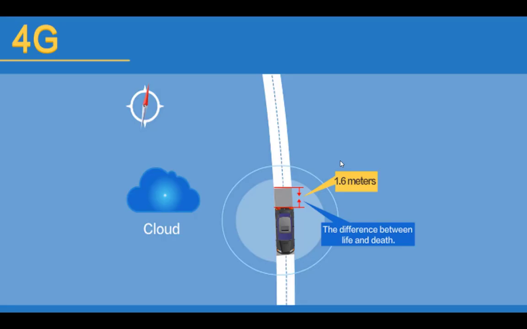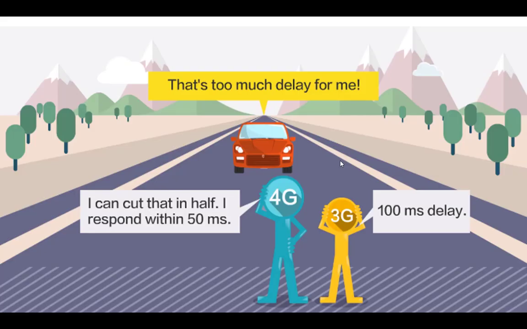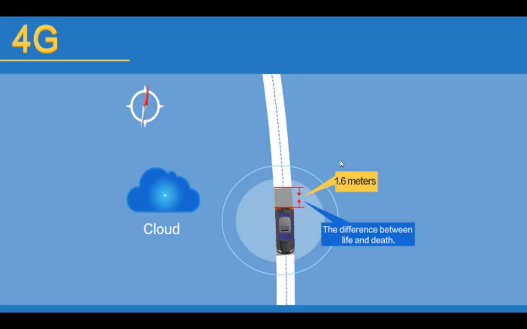Let me give you an example. A car on a road is moving at a speed of 100 km per hour. Suppose the car is auto drivable and it receives an alarm to stop. But as we saw in the previous slide, the delay in a 4G network is 50 milliseconds. In 50 milliseconds, the car will cover 1.6 meters, which can be dangerous.